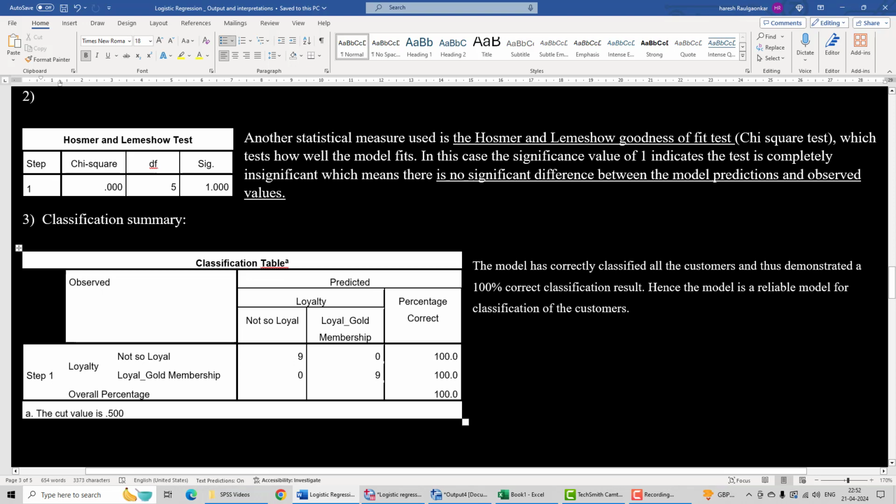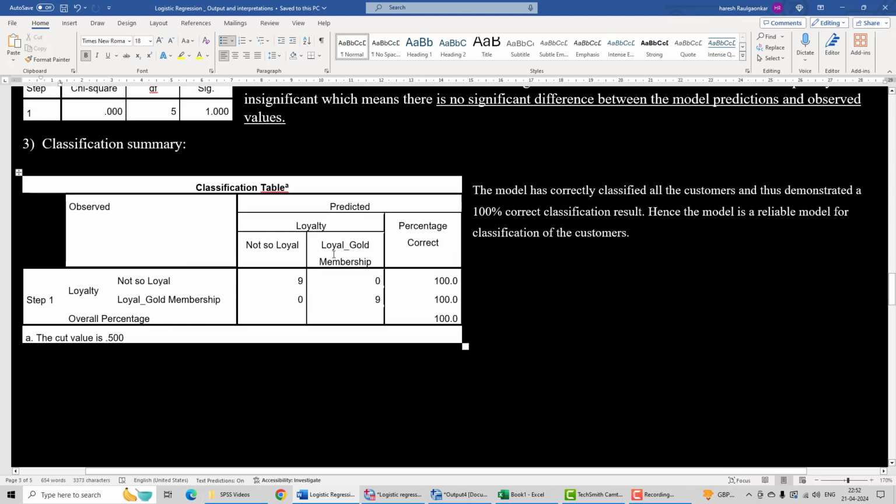When we come to the classification summary, we can see that it has been able to correctly classify all the 18. So earlier, in the beginning, we had nine loyals and not so loyals also 9, and the model is able to classify them also correctly. So we got 100% correct classification, and hence the model is reliable for the classification of the customers.